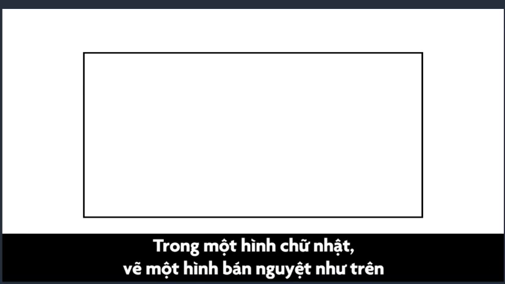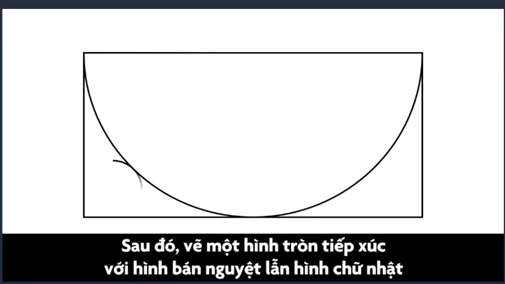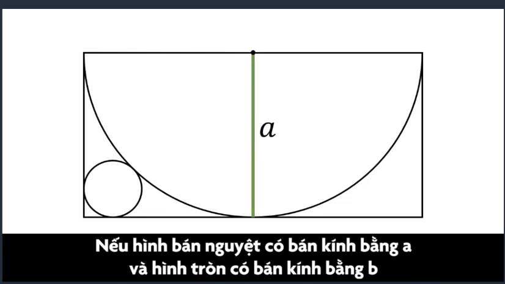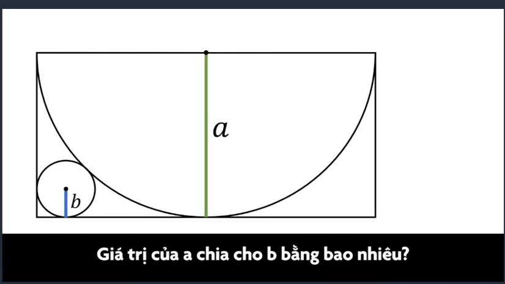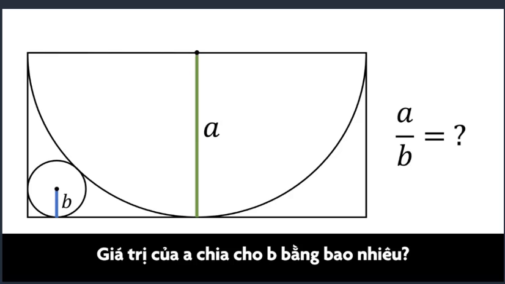In a rectangle, inscribe a semicircle along one of its sides. Then inscribe a circle that's tangent to both the semicircle and the rectangle. If the semicircle has a radius equal to a, and the circle has a radius equal to b, what is the value of a divided by b?